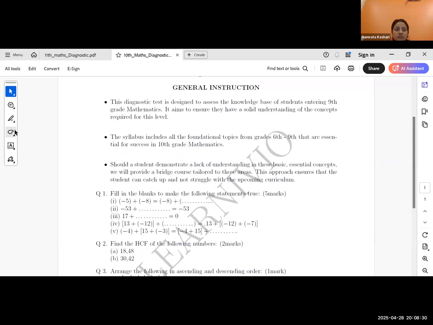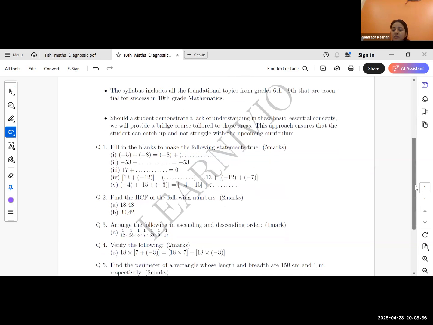Can you see the screen? Now I can see. These are the questions, and you will answer me. I will fill in the answers over here. The first part is really simple. Pen and paper is not required for the first part. You just have to read from here and fill in the blank. Take your time and tell me the answers.